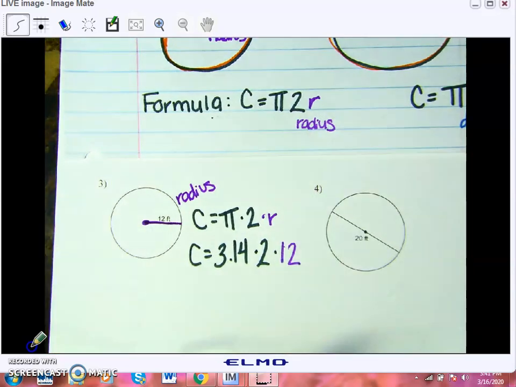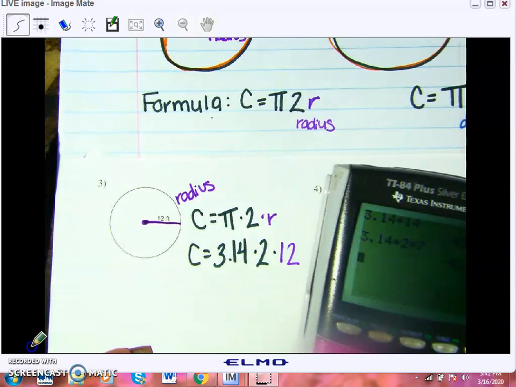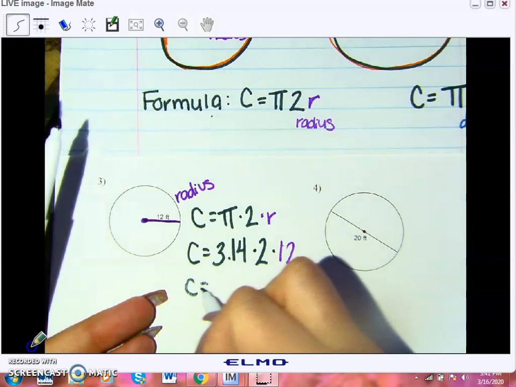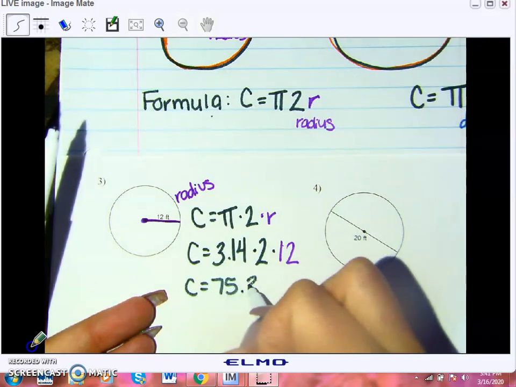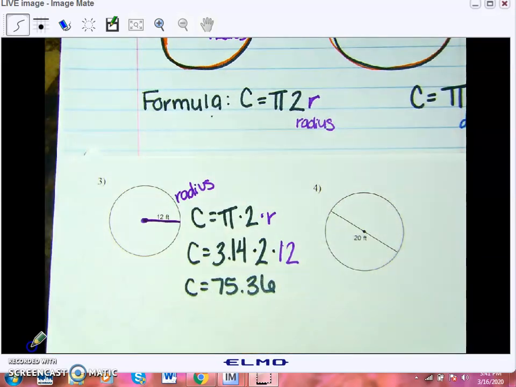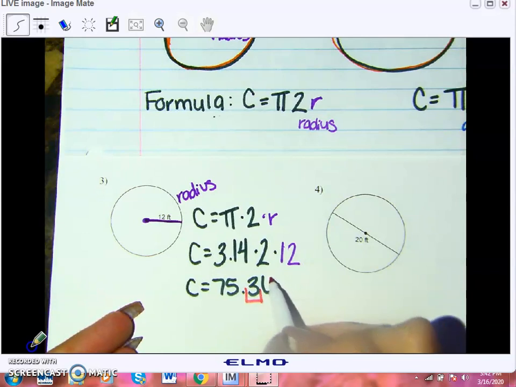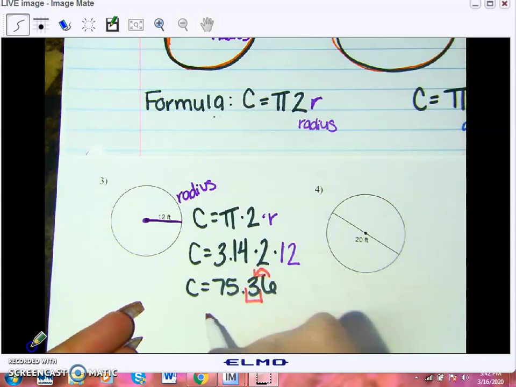So then as you take out your calculator, 3.14 times 2 times 12. Our answer becomes 75.36. Okay, rounding to the nearest place value now. We're going to be rounding to the nearest tenth. The 6 is 5 or more, so we are going to raise the score, which makes my rounded answer to be 75.4.